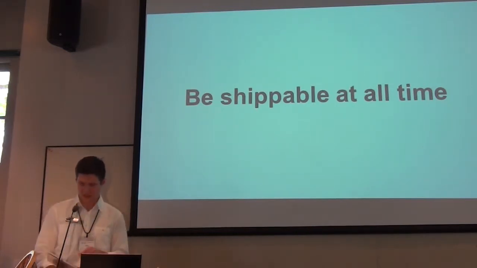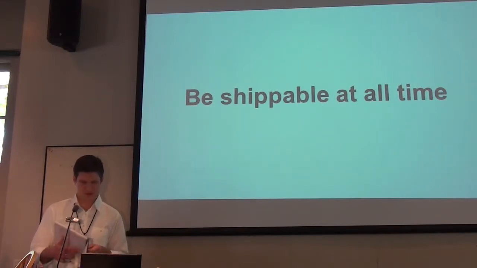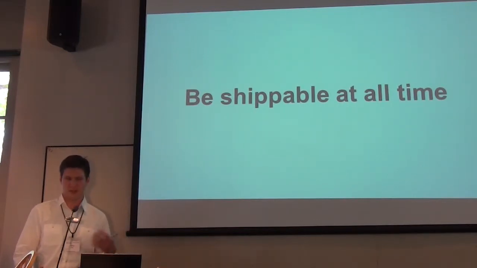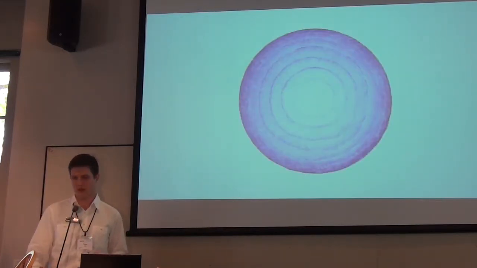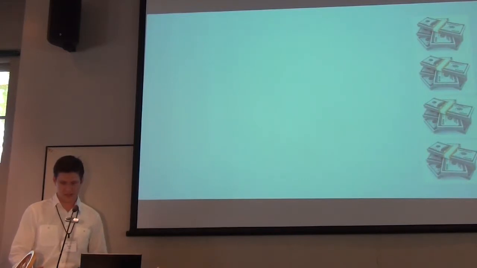Another one that I think is really interesting is be shippable at all times. So what does it mean to be shippable at all times, essentially? Well, if I reuse the sphere metaphor, it means always keep that sphere smooth, even during the development process. It means that your product development will be very iterative and will look like an onion. And I'll give an example to show why I think this is important.